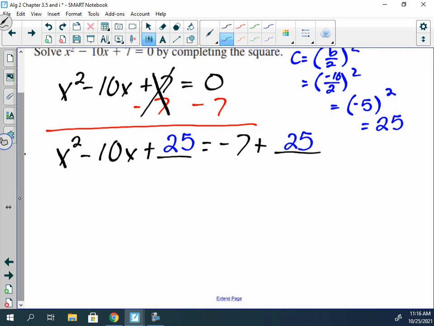Now the whole reason for adding 25 and finding it is so that I can rewrite the x squared minus 10x plus 25 as a set of parentheses squared. Now what goes inside the parentheses would be what? X minus 5. Because x squared minus 10x plus 25 would factor down to x minus 5 times x minus 5, or x minus 5 squared. Now negative 7 plus 25 would be 18.